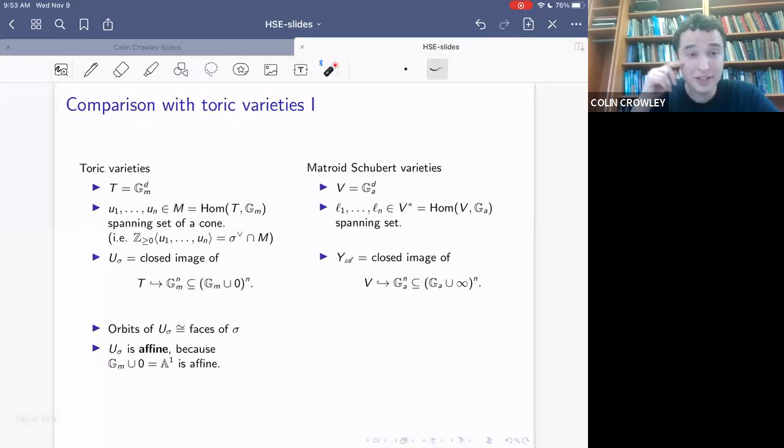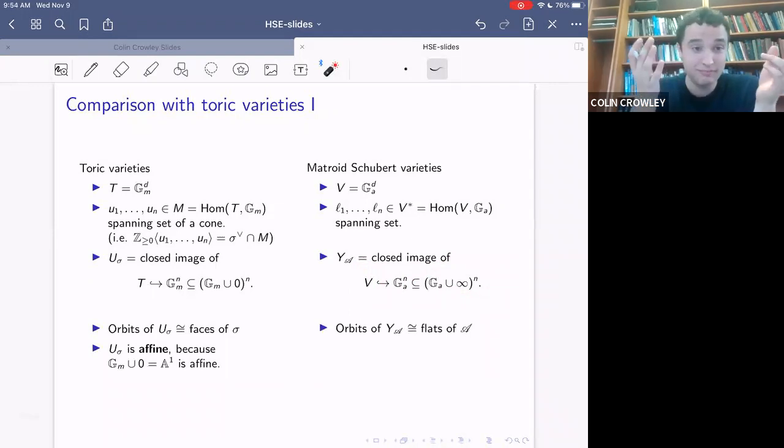This Y_A was defined by taking the closed image of, first, I embed the additive group V into G_a to the N. And then for each G_a, I can add the infinity point to get P1. So here I'm taking the closure of V in P1 to the N to get Y_A. And the orbits of Y_A correspond to flats of the hyperplane arrangement. These are the strata that I talked about in the previous slide. And the correspondence works very similarly to how it works in toric varieties, which I'll talk about on the next slide.